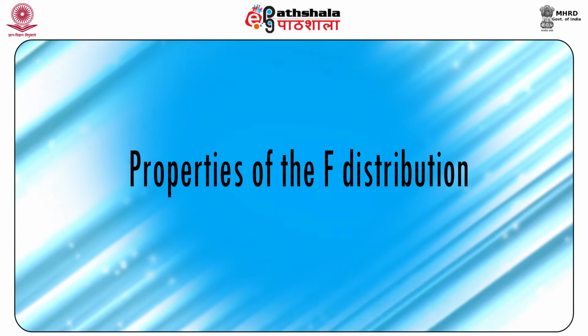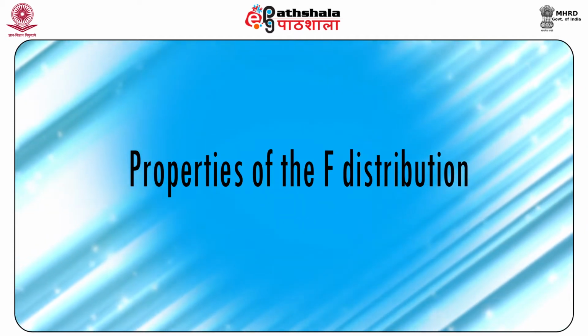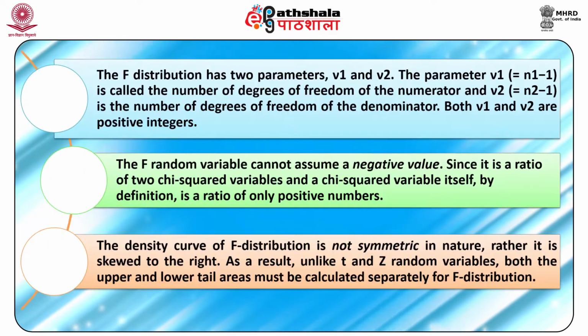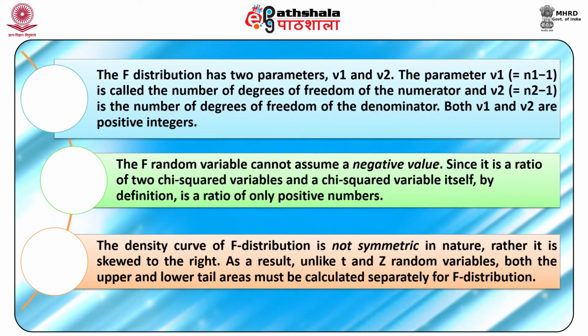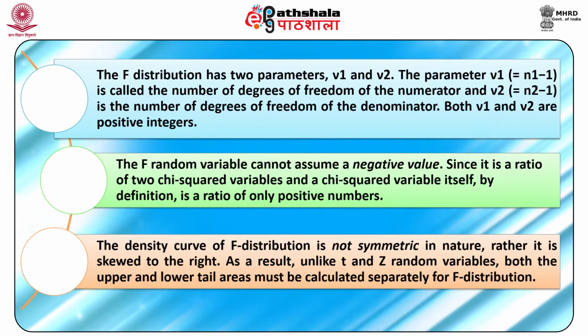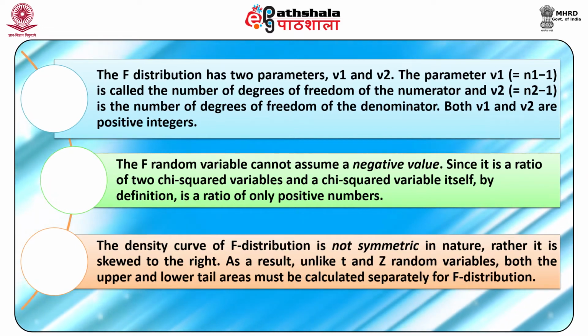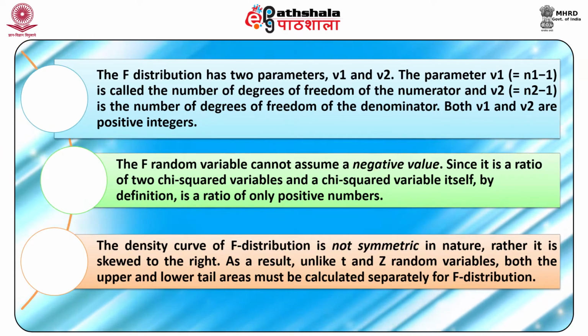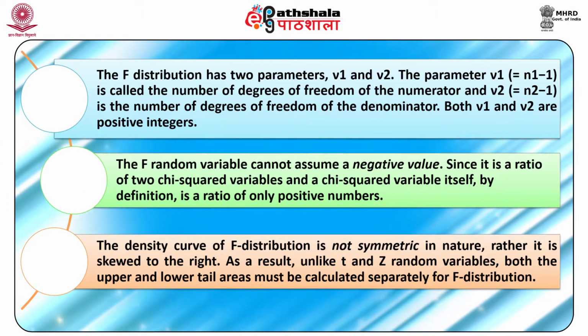Let us now understand what the properties of the F distribution are in section 3.2. The F distribution has two parameters, nu1 and nu2. The parameter nu1, which we have defined as n1 minus 1, is called the number of degrees of freedom of the numerator, and similarly nu2, which is n2 minus 1, is the number of degrees of freedom of the denominator.